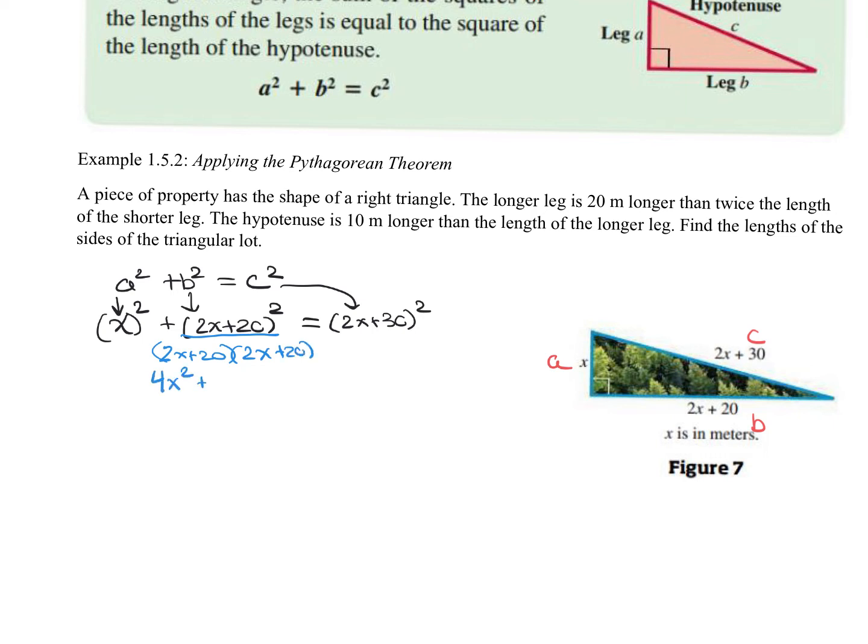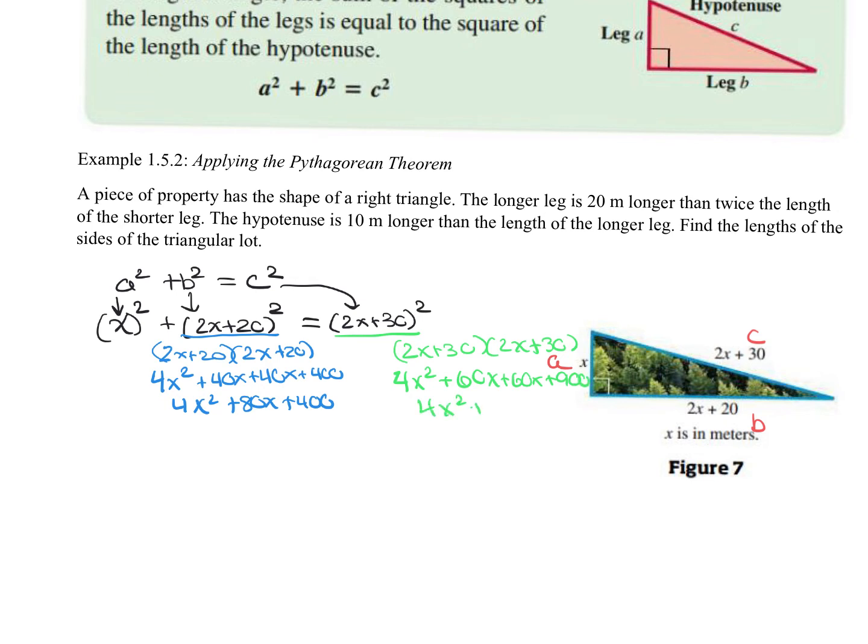4x squared plus 40x plus 40x plus 400, which is 4x squared plus 80x plus 400. And then this one I do the same thing. 2x plus 30 squared means 2x plus 30 times 2x plus 30. So when you FOIL, you should get 4x squared plus 60x plus 60x plus 900, which is 4x squared plus 120x plus 900. So let's put it all back together.